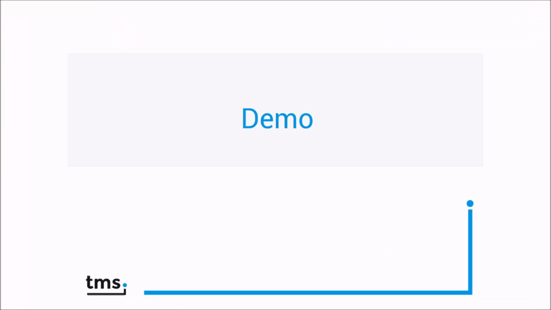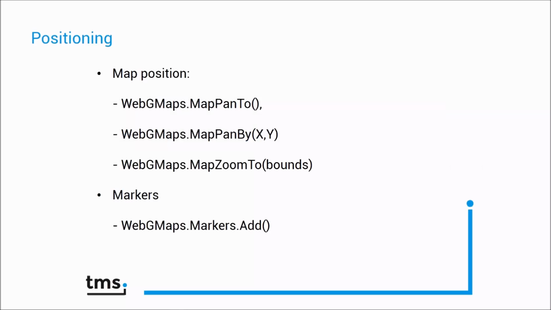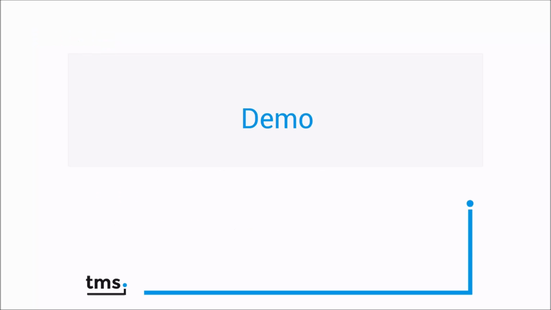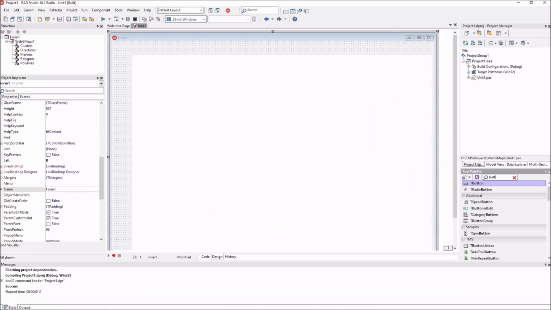So that was the first part of our demo, where we showed some options for what you can see on the Google Maps control. Let's move to the second part, where we will now show you how you can programmatically pan in the map, how you can programmatically zoom on a specific area in the map, and how you can programmatically add markers. And so let's move back to Delphi.